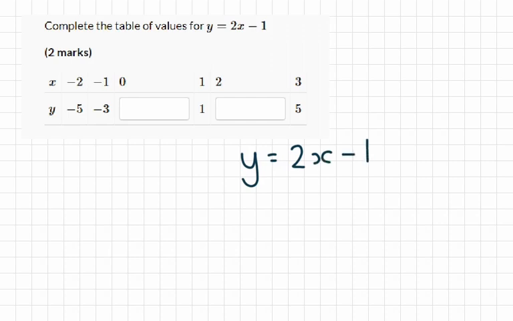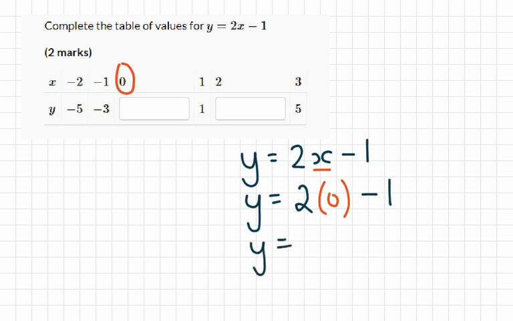And they're told here, this time, that we've got to work with x is 0. So we're going to substitute in 0 in place of x. So we have y equals 2 lots of 0, 2 times 0, take away 1. We know that 2 lots of 0 is nothing. So 0, nothing, 2 lots of nothing is 0, take away 1 gives us -1. So when x is 0, y is -1.